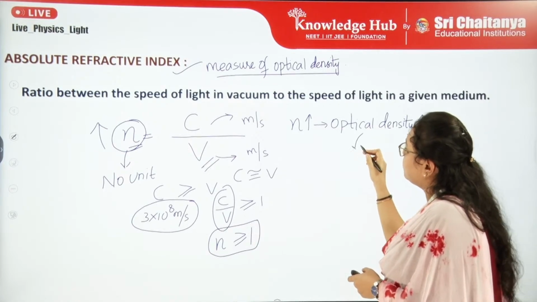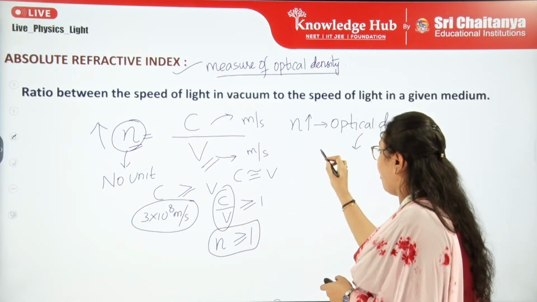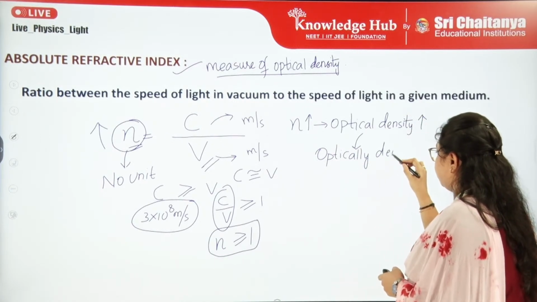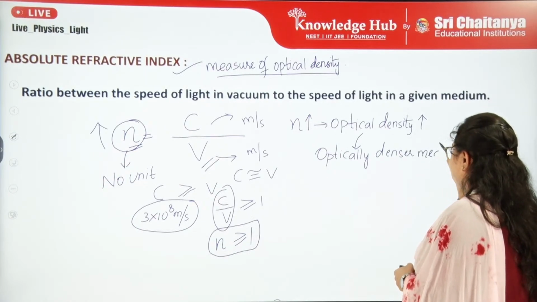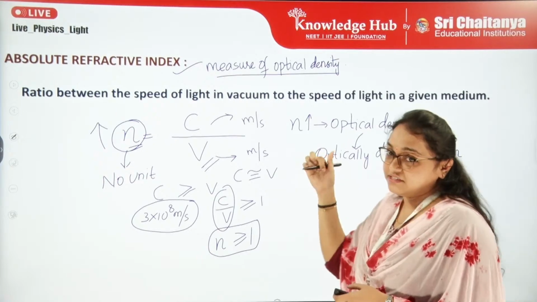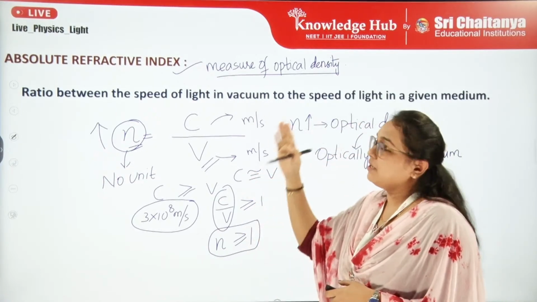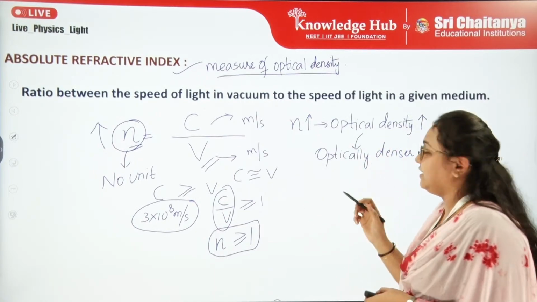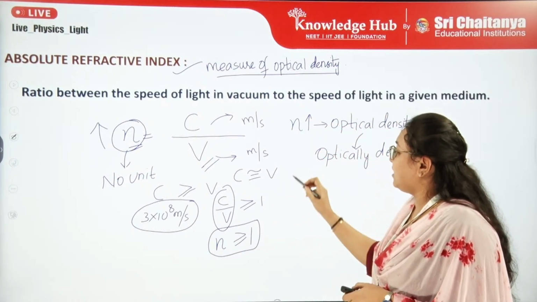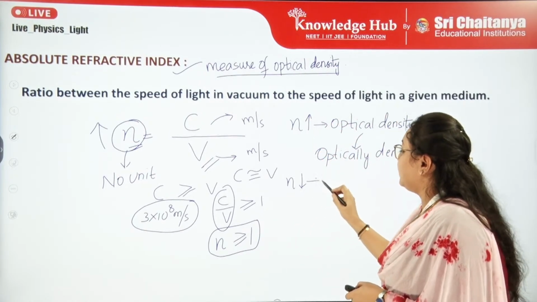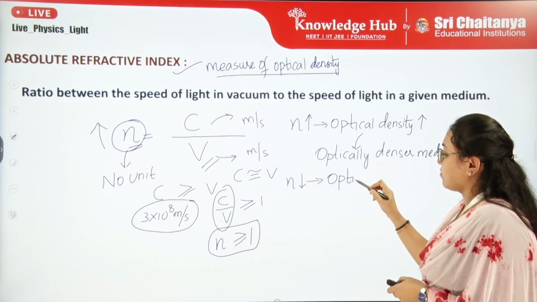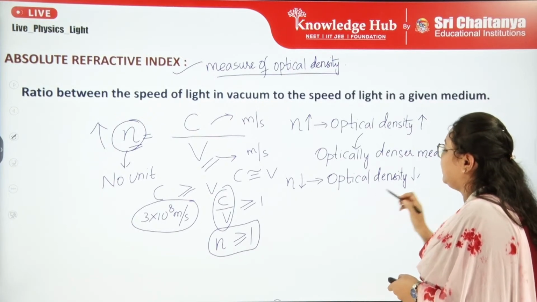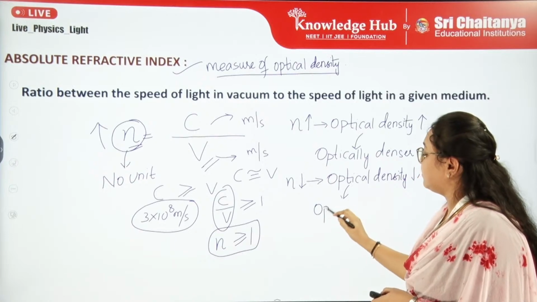Optical density is more means it's an optically denser medium. So if refractive index is more, I can say that optical density is more, because it's a direct measure of optical density. And if optical density is more, we can say that it is an optically denser medium. And similarly, if refractive index is less, optical density is less. If optical density is less, I can say that it is an optically rarer medium.